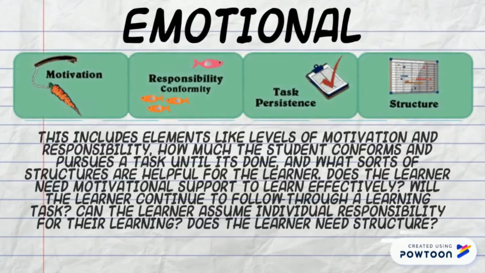Next is emotional. This includes elements like levels of motivation and responsibility, how much the student conforms and pursues a task until it's done, and what sorts of structure are helpful for the learner. Does the learner need motivational support to learn effectively? Will the learner continue to follow through a learning task? Can the learner assume individual responsibility for their learning? Does the learner need structure?